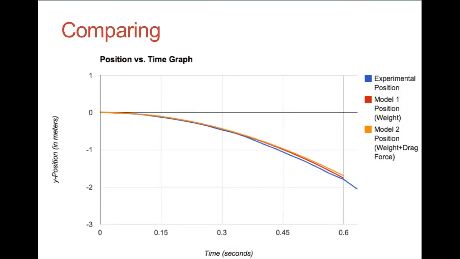Using Google Spreadsheets, a position versus time graph was created which compared the experimental model and the two computational models constructed in Python. By observing the graph, one can conclude that both models were really similar to each other and to the experimental model. This is due to the characteristics of the apple and to the environment where the apple was dropped, since the air force, or the drag force, became almost negligible.